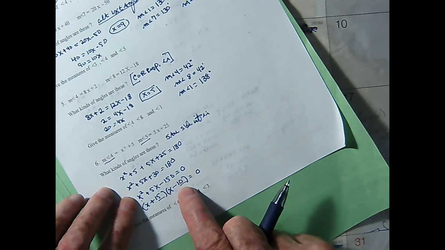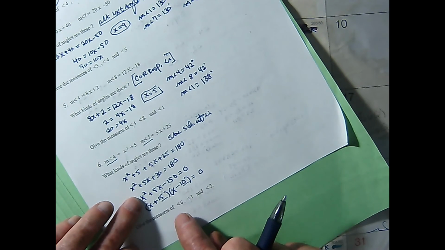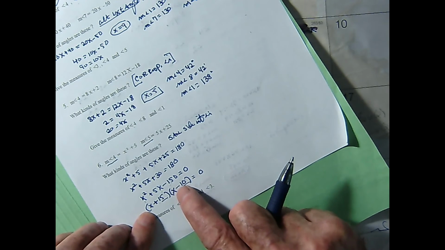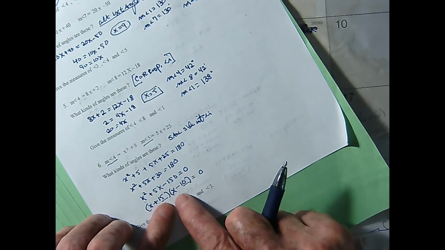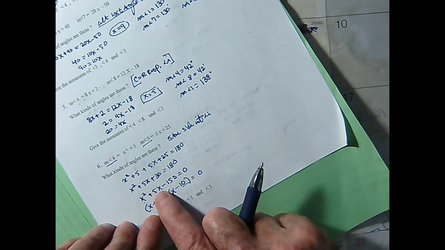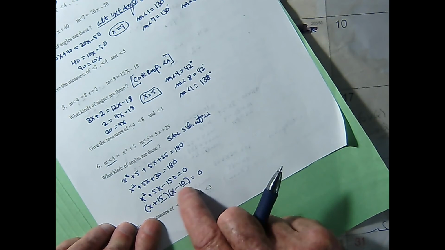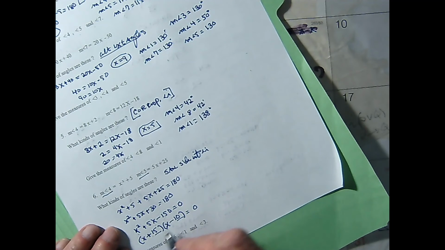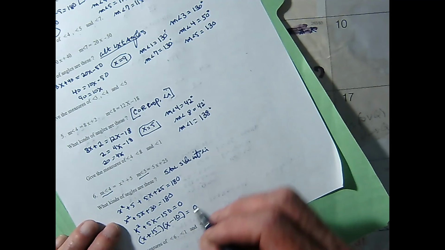I'm convinced you would. X times x gives us x squared. Outside terms give me a negative 10x. The inside terms give me a positive 15x. A negative 10 and a positive 15 leave that with 5x, and last times last is a negative 150. So I know that this is the proper factorization of this quadratic.